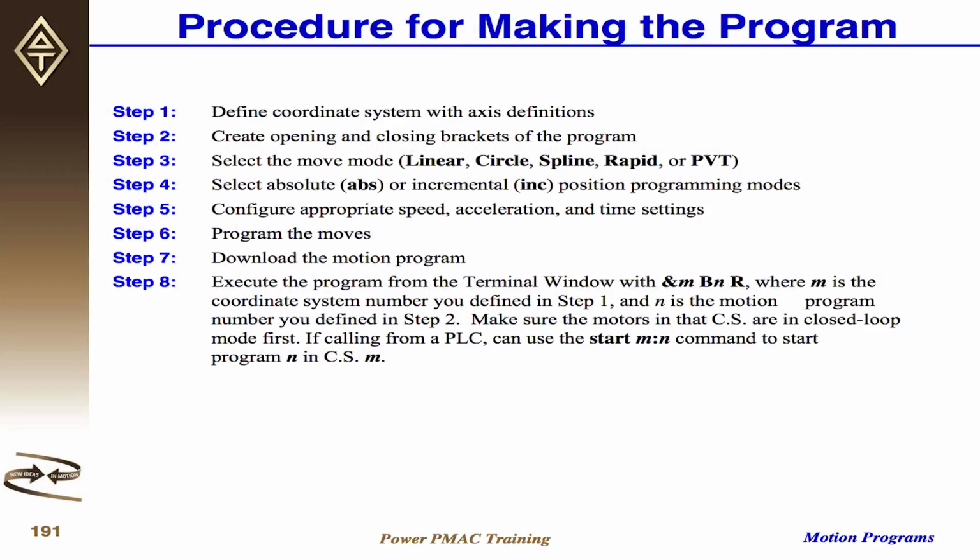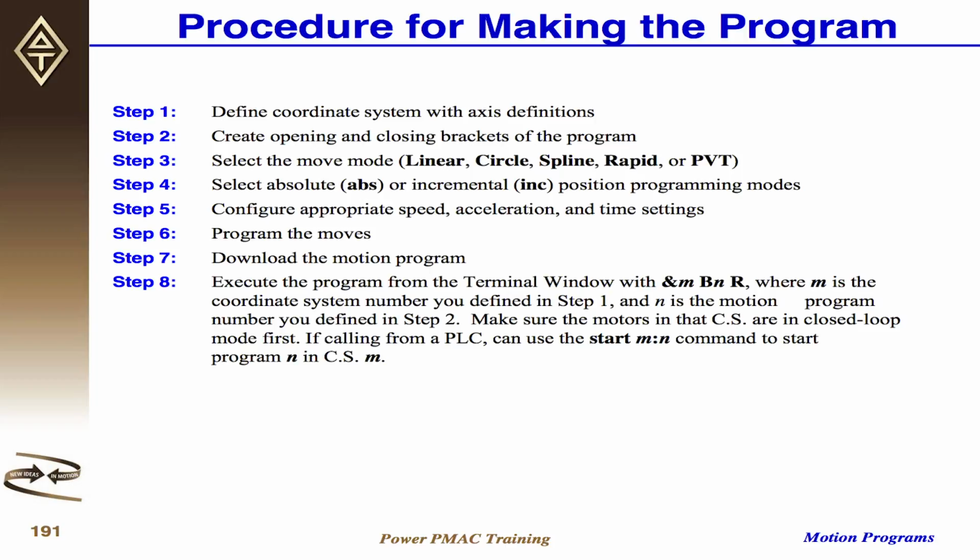The procedure for making the motion program comprises about 8 steps, the first of which is to define the coordinate system. We won't go into detail on that because you just learned about it yesterday, I believe. Next is to create the opening and closing brackets of the program. This is always the same. And between the brackets, you put the contents of the program.